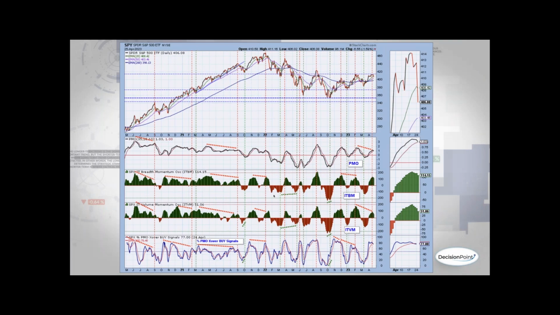This is the next breadth indicator. Actually, I'll say participation indicator. This is the percent PMO crossover buy signals.